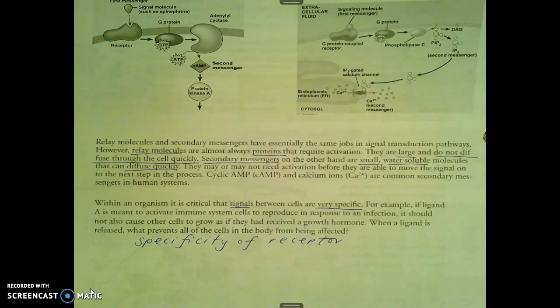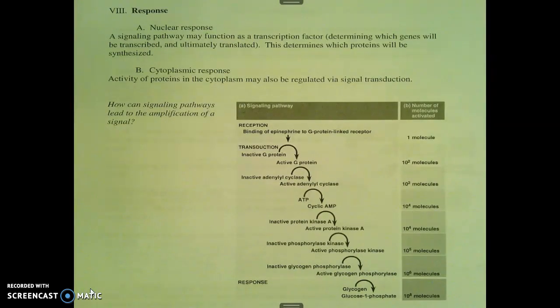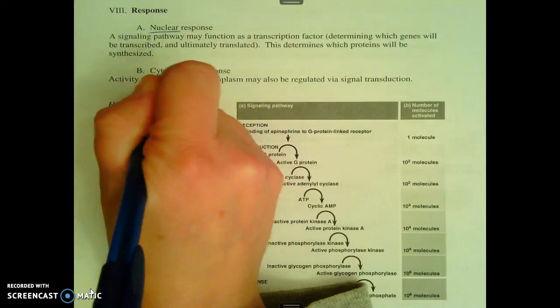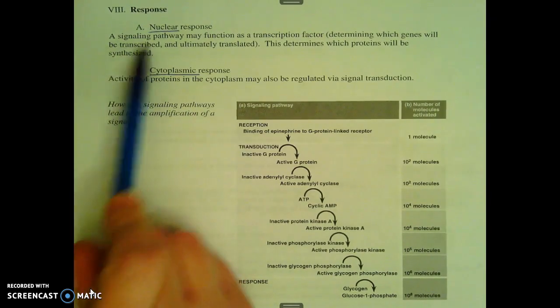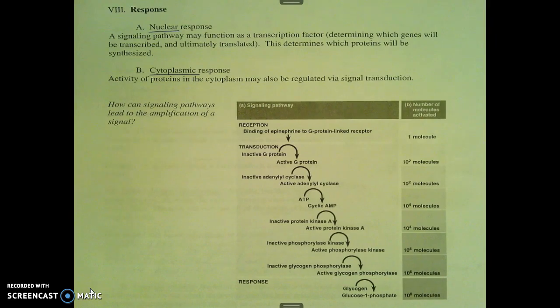So we've examined reception, transduction, and now we'll flip to the last page to look at response. The response is what the cell is actually going to do based on the message it's received. And this response can take place in the nucleus or in the cytoplasm. A great example of a nuclear response would be if a signaling pathway functions as transcription factors. This will help determine which genes are transcribed and ultimately translated. So this is determining which proteins the cell is going to make. And that's an important message that cells can get. Make this protein or stop making this protein.